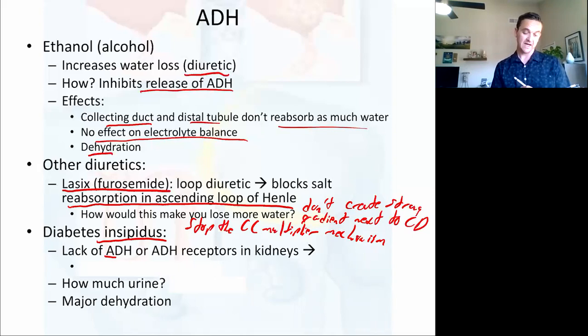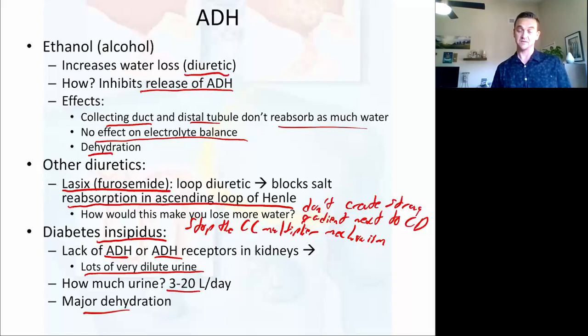And this is either a lack of ADH or a lack of ADH receptors in the kidneys. What does this do? This makes for lots and lots of very dilute urine, which can be up to 3 to 20 liters per day. Major dehydration, this can be life-threatening if it's not taken care of.